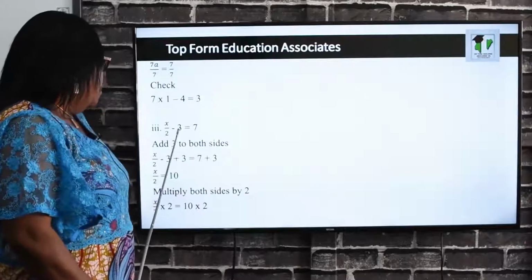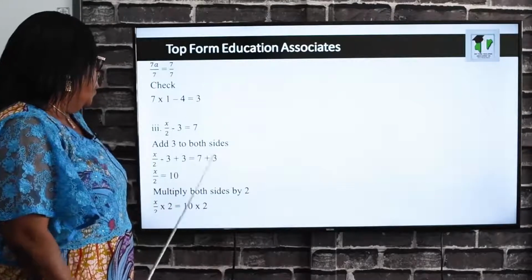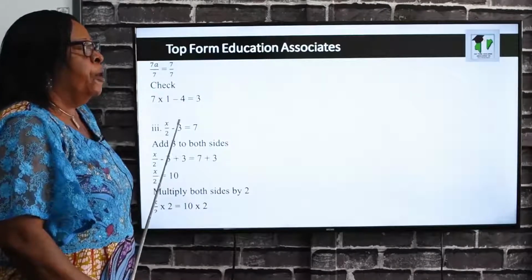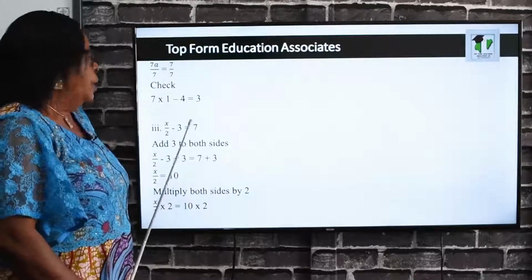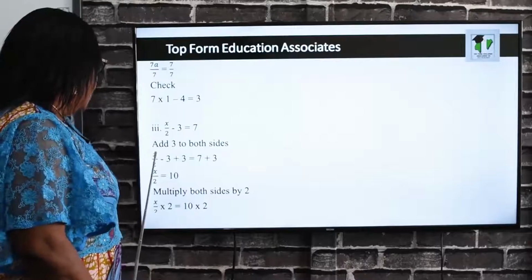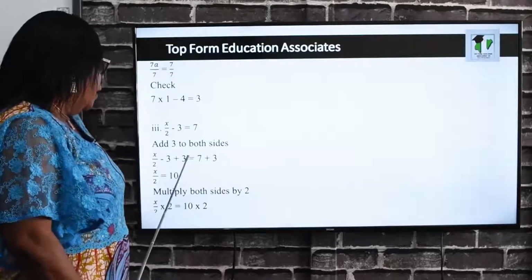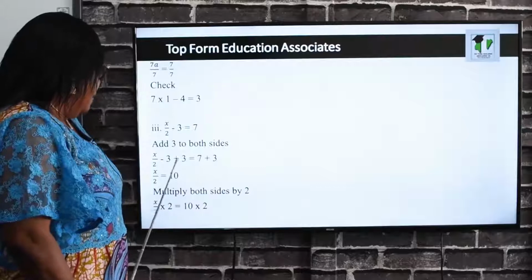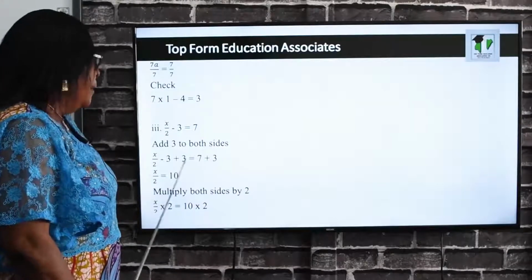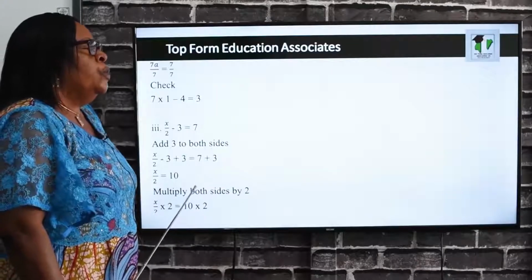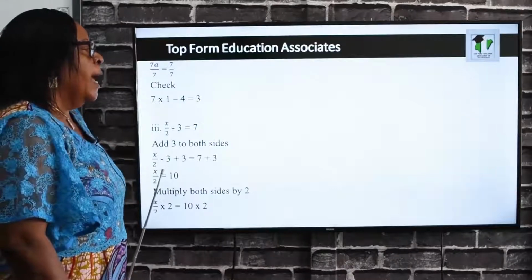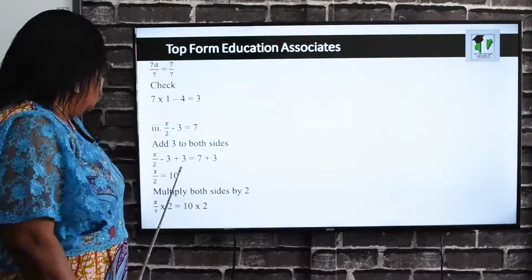x over 2 minus 3 is equal to 7. To remove 3 from this side, we will add 3 to both sides. And that gives us x over 2 minus 3 plus 3 equals to 7 plus 3, giving us x over 2 equals to 10. We want to have the unknown stand alone, so we will multiply both sides by 2.